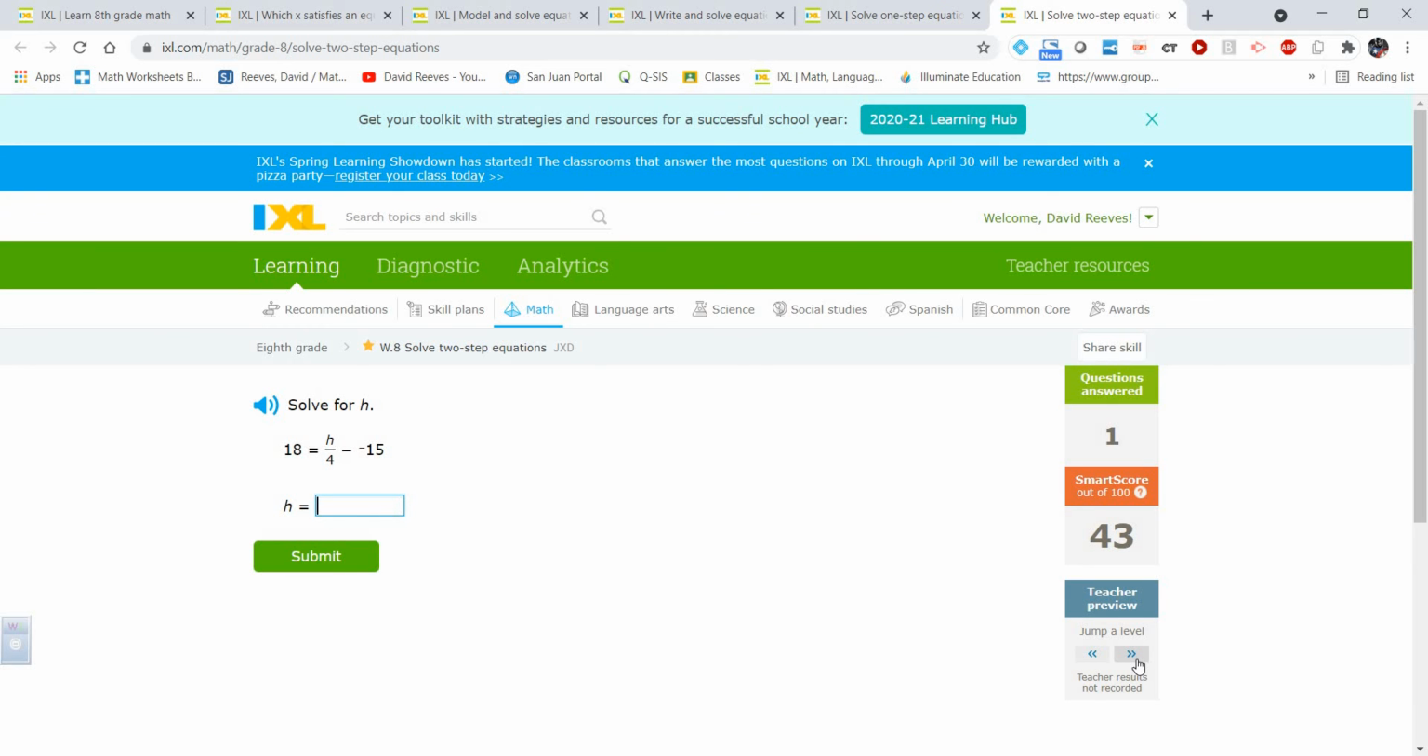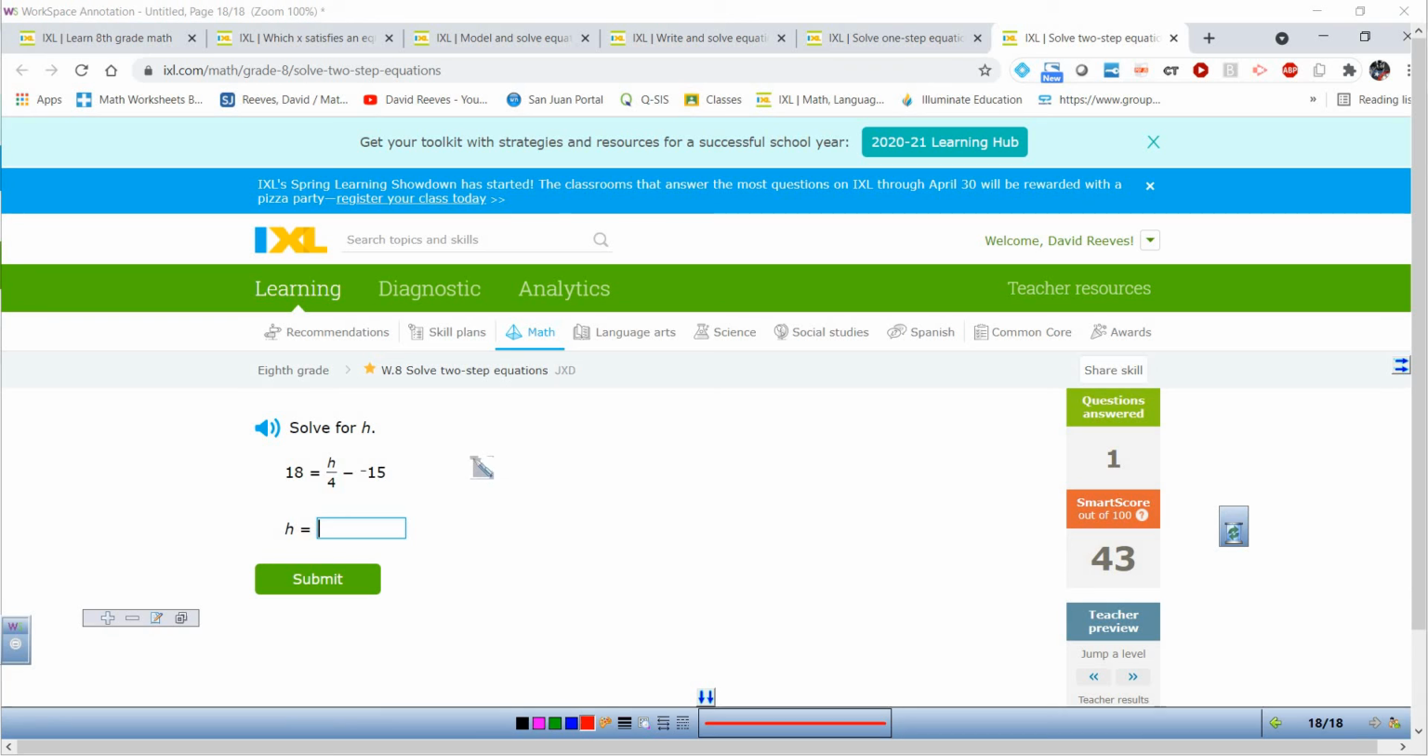Here we go. Now I've got one. Looks a little more complicated. 18 is equal to h divided by 4 minus, all right, a negative 15. Now remember, subtracting a negative is the same as adding a positive. So it's kind of silly that they wrote it this way. I'm going to rewrite it as h divided by 4 plus 15.